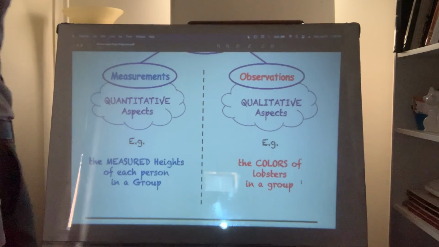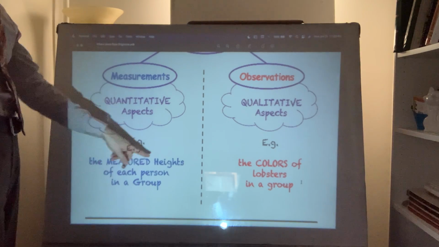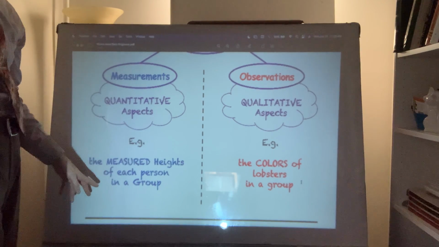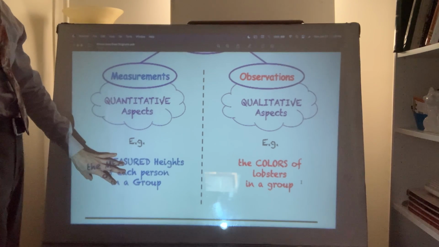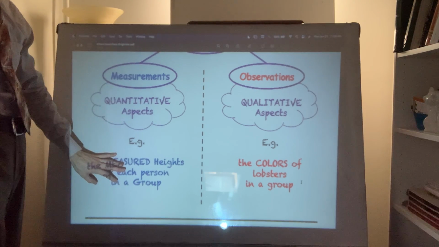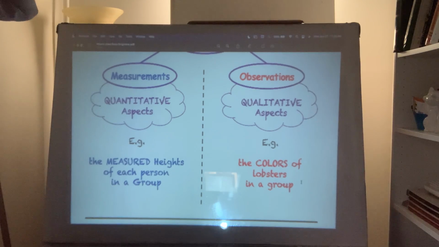What is an example of measured data? The measured heights of people in a group. You could take that data, the different heights of people, which are probably close, humans are humans, and calculate an average, for example.